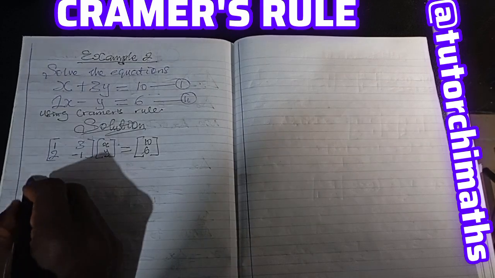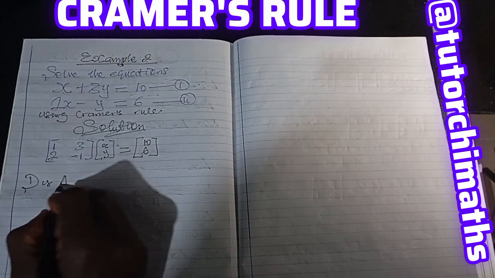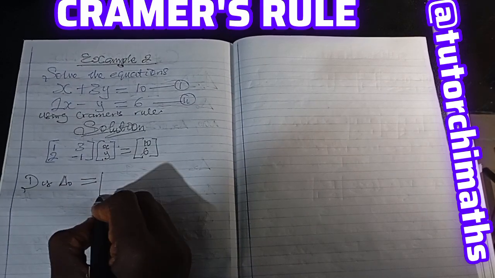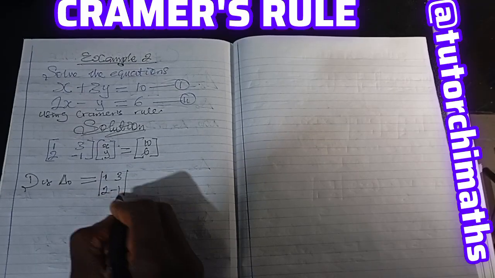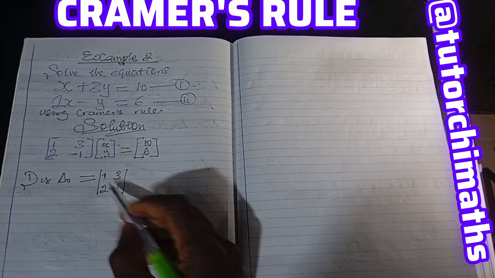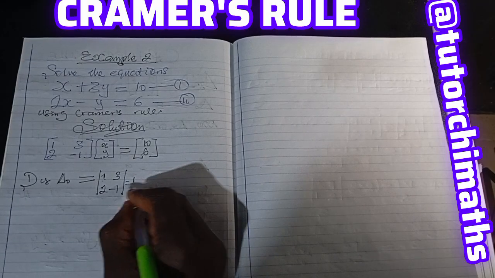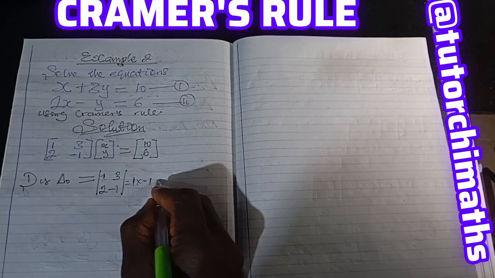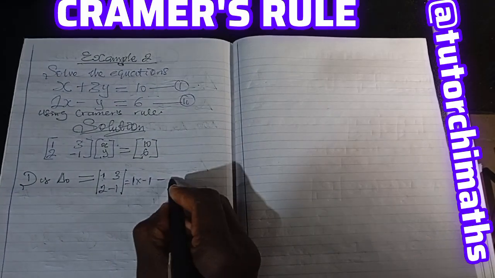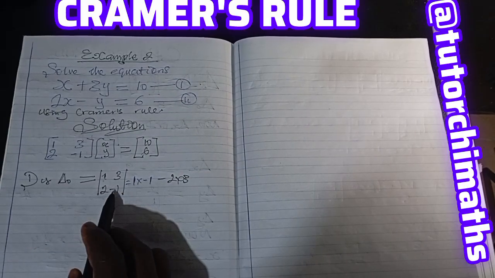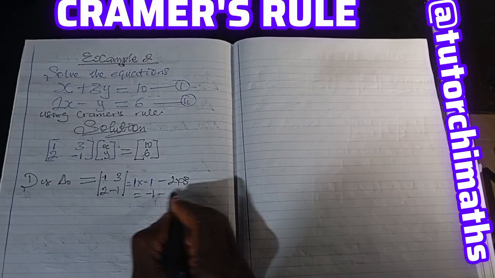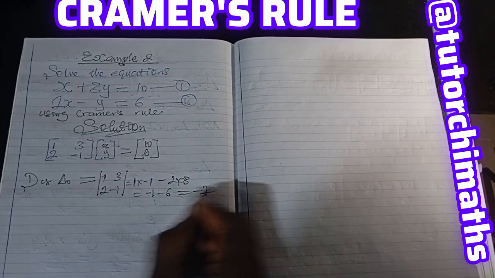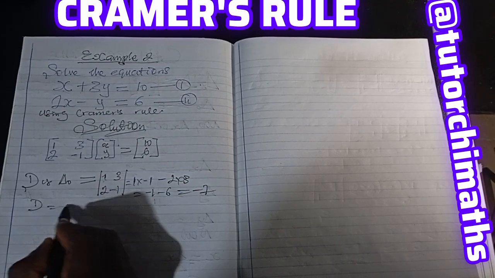Now let's find our determinant d, or change. We have the determinant 1, 3, 2 and minus 1. So that you have 1 times minus 1 minus 2 times 3. I will have minus 1 minus 6. This is minus 7. So d is minus 7.